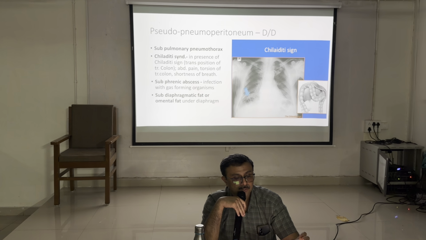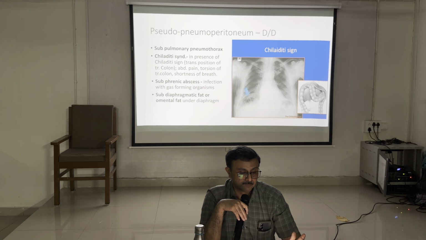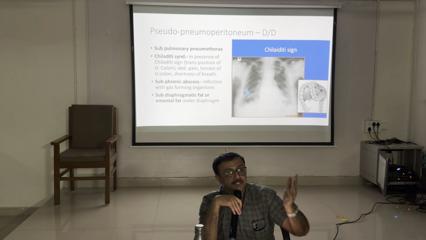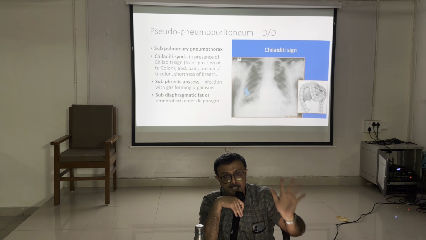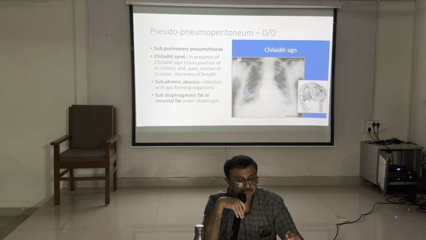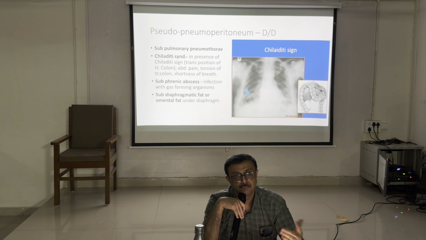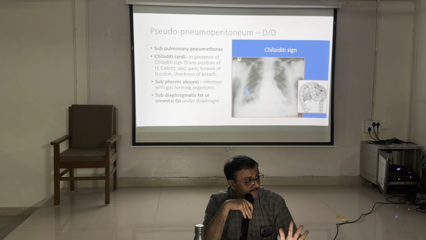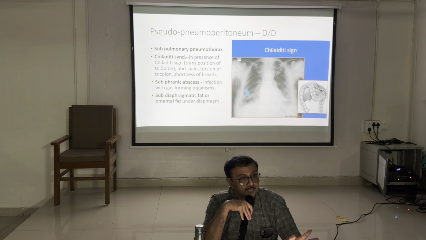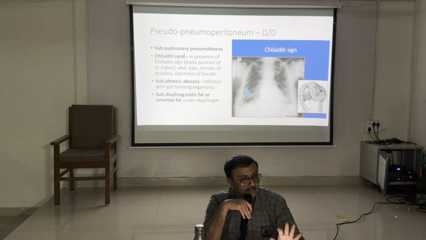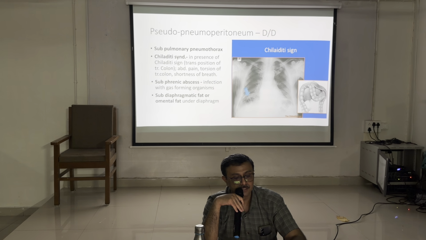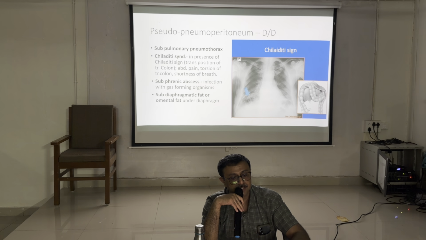Subphrenic abscess, again infection with a gas-forming organism, we can have visible gas under the diaphragm, but it is not free gas. Subdiaphragmatic fat or omentum fat under the diaphragm sometimes gives a gray shadow. We may misinterpret it as pneumoperitoneum, but there are no signs or symptoms: abdominal pain, tenderness, guarding, rigidity. Usually when it is peritonitis, there is generalized rigidity. Rigidity is always generalized.